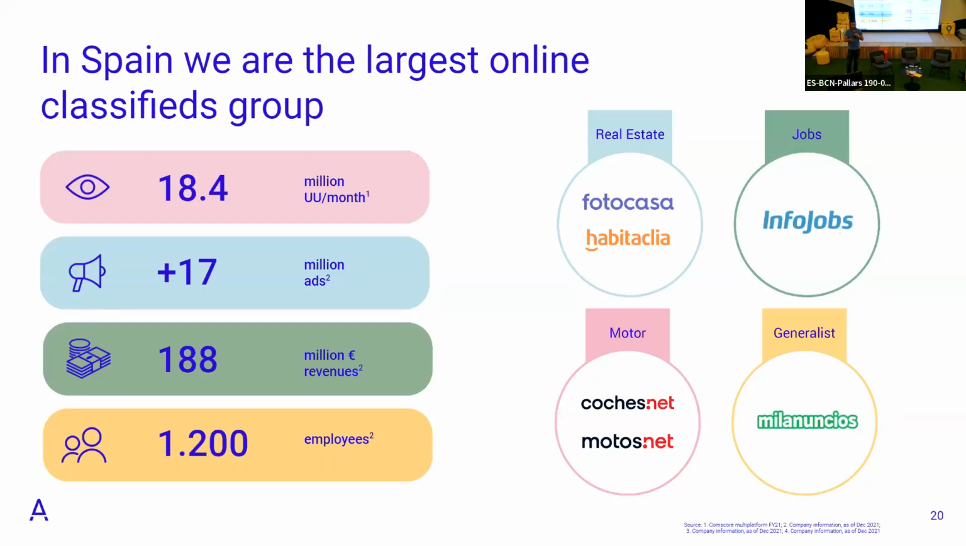In real estate with Fotocasa and Habitaclia, in jobs InfoJobs, in motor coches.net and motos.net, and in consumer goods, so generalist, with Milanuncios. Just to give you some scale of the data that we have to work with: we have 18.4 million unique users per month in Spain and 17 million ads published every month. About the people working for this purpose, we are 1,200 people, and specifically in the data and analytics organization, we are 95, developing this strategy where data mesh has a huge influence in the way that we are evolving.